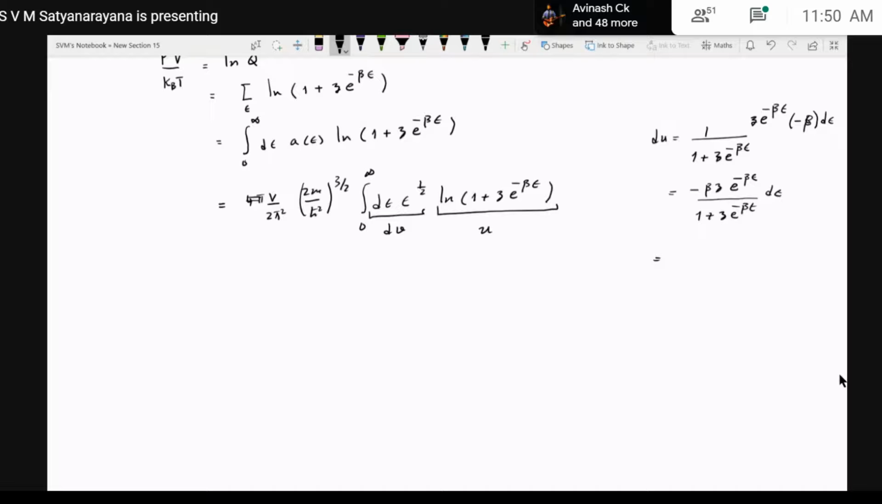I can take this to the denominator and take this z also to the denominator, so that I will have minus beta divided by z inverse e to the beta epsilon plus 1, d epsilon. So that is my du part, and dv is d epsilon into epsilon to the power half. So v will be equal to epsilon to the power 3 by 2 into 2 by 3.